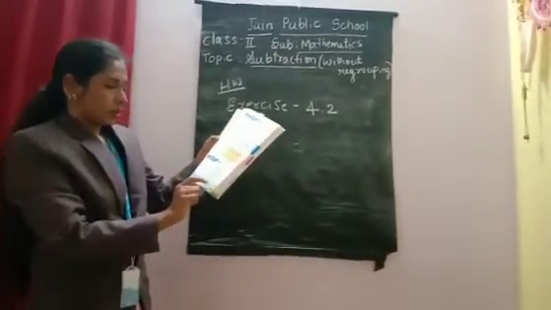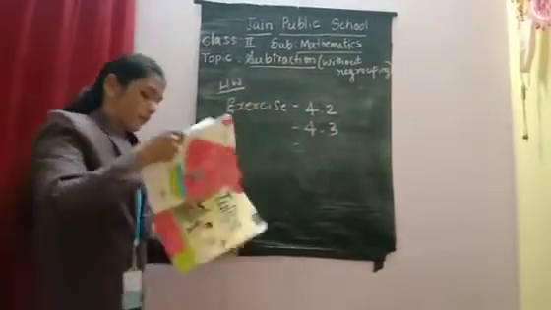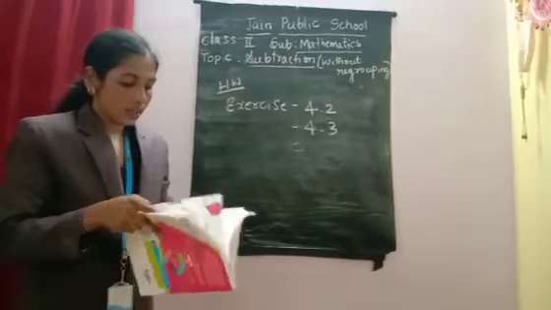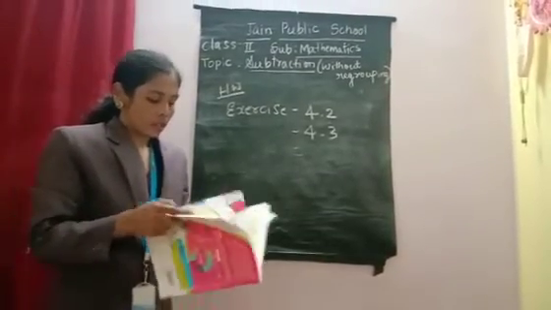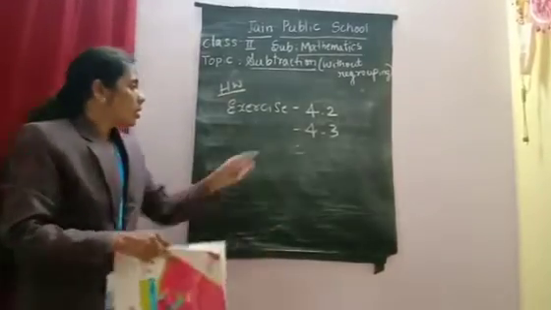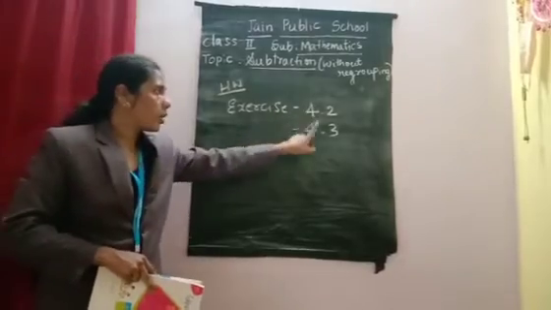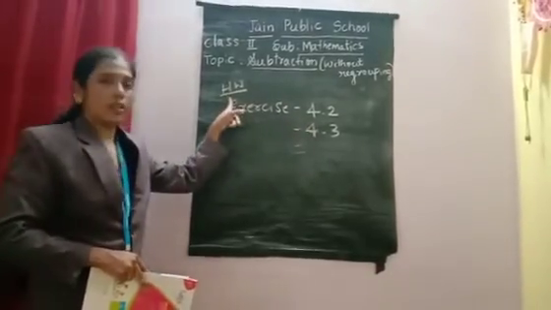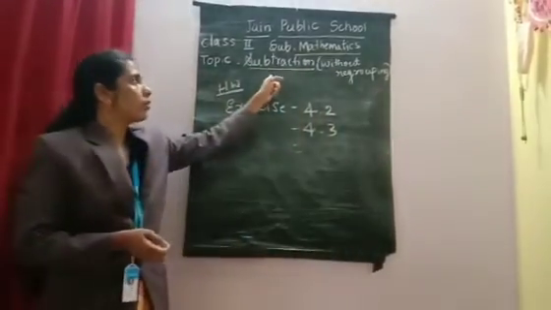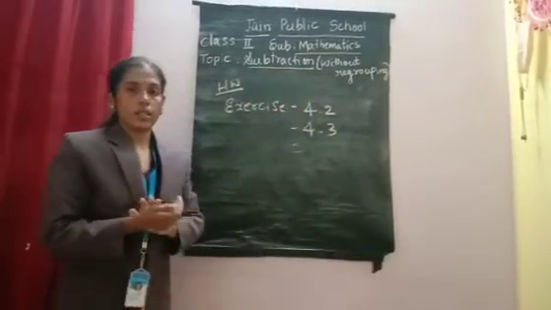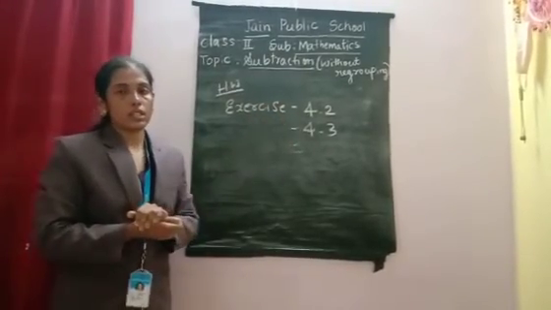And exercise 4.3. Then come to the next one. These two sums you have to solve. So exercise 4.2 and 4.3 is your homework. Understood? So I hope you all understood the concept of subtraction without regrouping. So just go through and solve this one. Okay children, thank you.